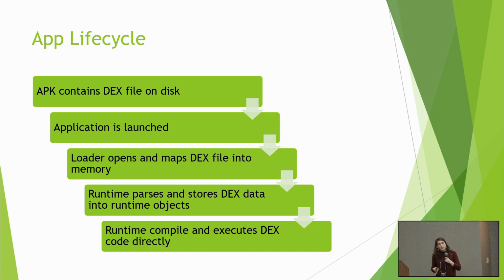So once it's been loaded and mapped into memory, the runtime, ART, Android Runtime, starts parsing that memory mapped data, and it puts that in supportive runtime objects and structures that are designed to point to the data on disk, as well as point to different data in the runtime environment, so that it can actually execute that code, which is the last step here, where the runtime does the execution on those parsed runtime objects.